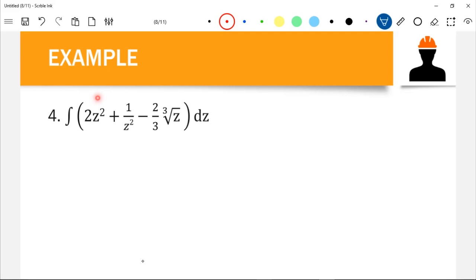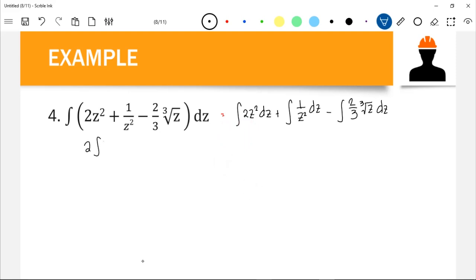So take note, this is a polynomial function. We have 3 terms. So in that case, we can integrate the terms separately. We can write our equation as the integration of 2z squared dz, plus the integration of 1 over z squared dz, minus the integration of 2/3 cube root of z dz. We can integrate first 2z squared, or we can move 2 outside of our integral. So we can say that it's 2 times the integration of z squared dz, correct?